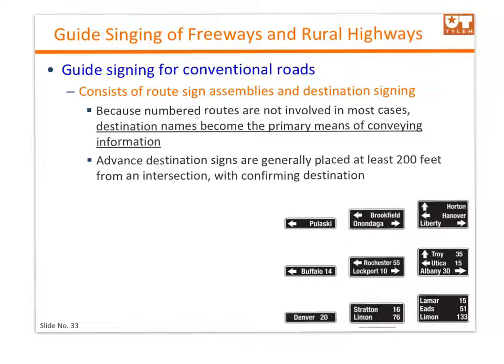Advanced destination signs are generally placed at least 200 feet from any intersection with confirming designations. So we need to tell them, at least 200 feet from the intersection, in advance that there is that city and it's this far away if you keep going on that route. Once you pass a certain intersection, then you also need to give them a confirmation of their destination. With that, we finish chapter 17, and thank you so much.